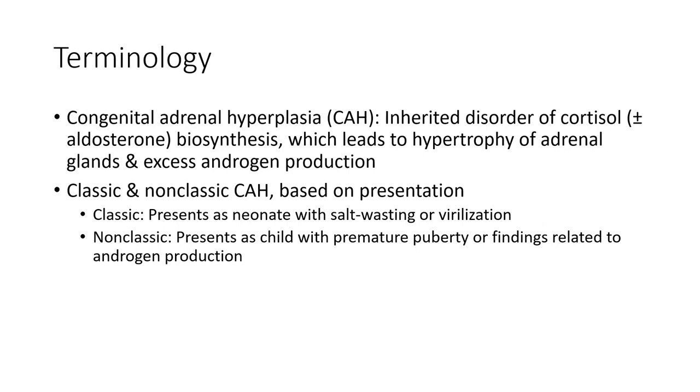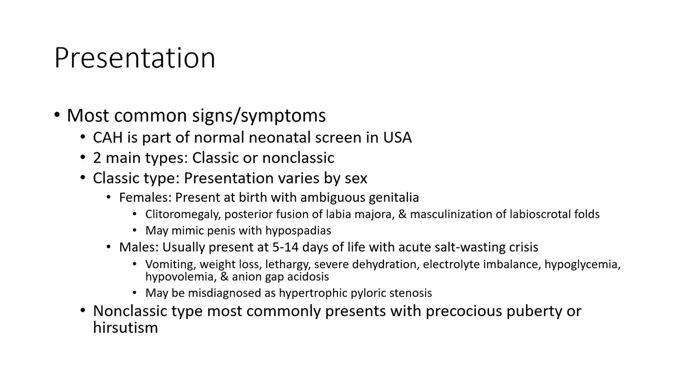Classic: present as neonate with salt wasting or virilization. Non-classic: present as child with premature puberty or findings related to androgen production. Most common signs and symptoms: CAH is part of normal neonatal screening in the USA. Two main types, classic and non-classic.